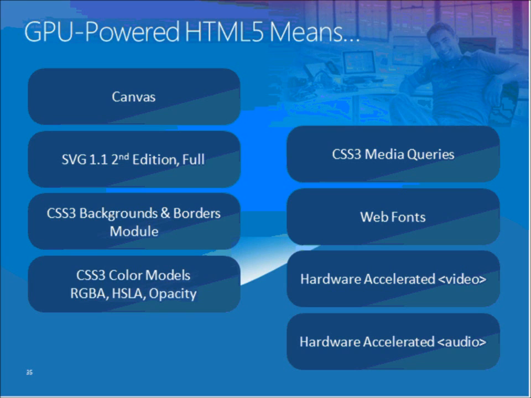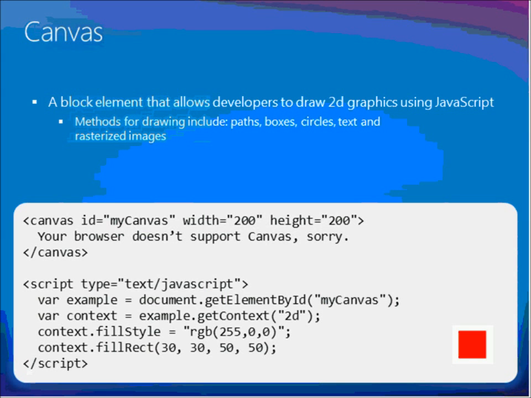Things like Canvas, SVG, CSS3 backgrounds and border module, the CSS3 Colors module, which allows you to specify RGBA or HSLA, as well as opacity, media queries, web fonts, hardware-accelerated video and audio. So let's take a dive in and have a look at some of these.